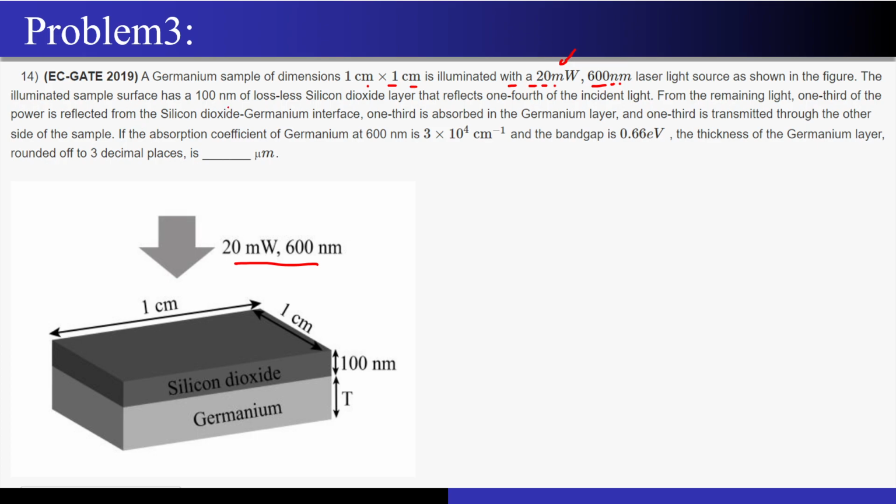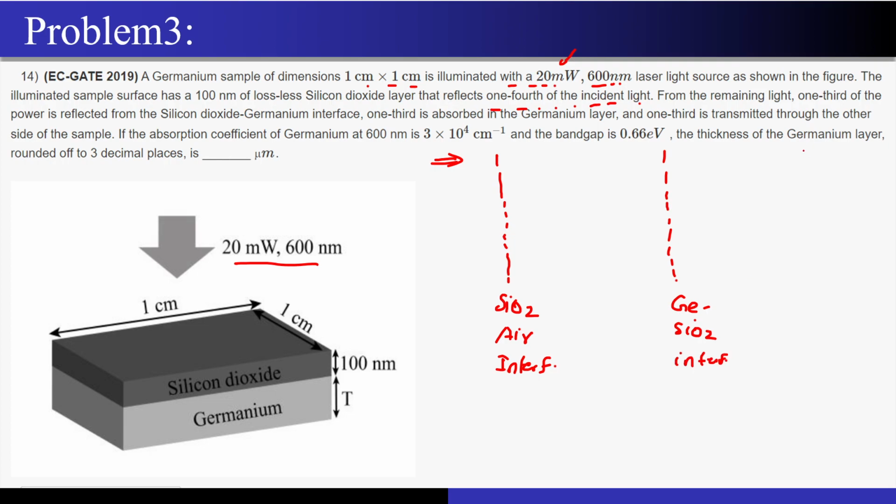The illuminated sample surface has a 100 nanometer thickness of lossless silicon dioxide layer that reflects 1/4 of the incident light. To make this question a little bit simpler, I will draw a section like this. This is from where I was injecting the power. What is this? This is the SiO2 air interface. Similarly, I will draw one more vertical line over here. This is the germanium SiO2 interface.